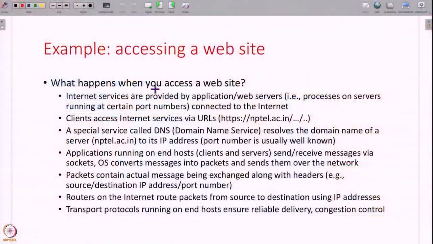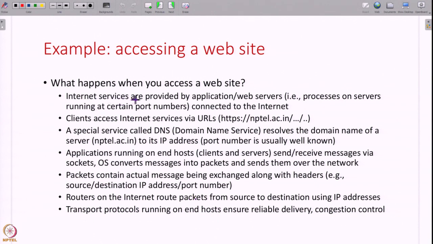I will start with a simple example. Suppose you open your browser and you visit a website, say an e-commerce website, or one to book your tickets for travel or any such thing. Let us go through all the steps of what happens when you access a website. Here is a rough outline of what happens.